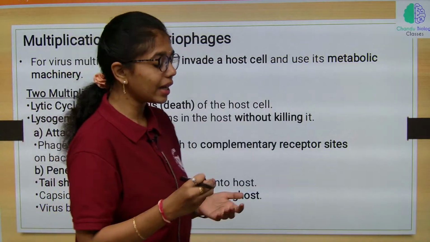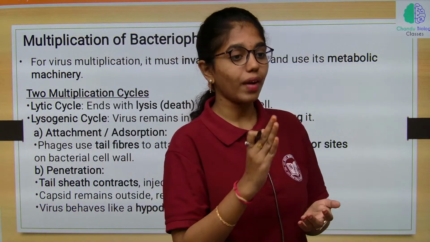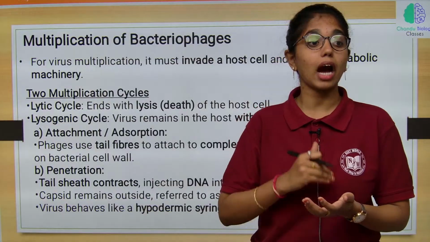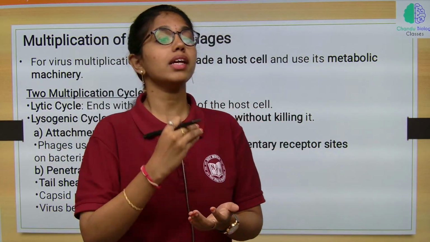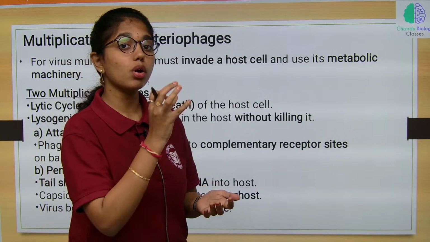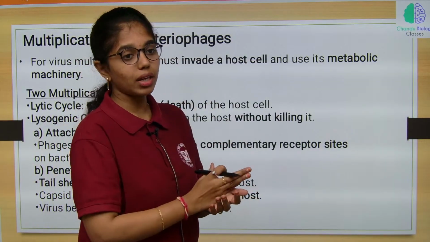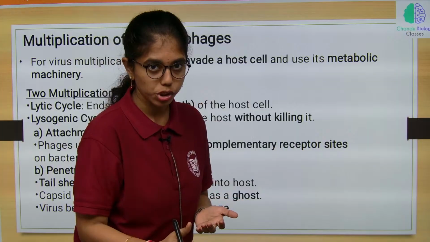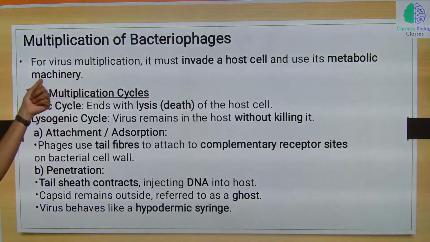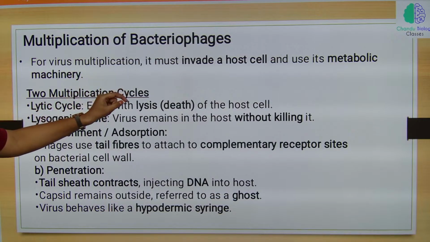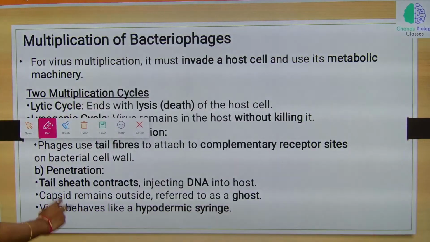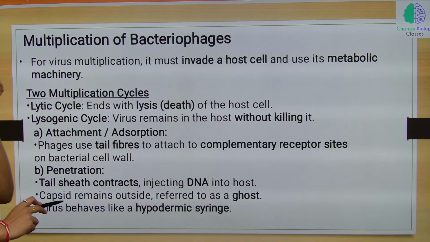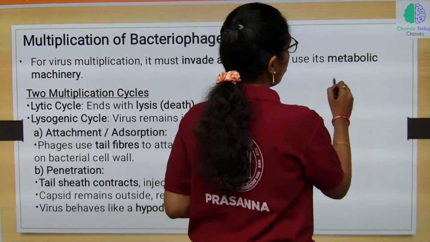It is very clear that a bacteriophage or virus will not replicate outside the host cell. Replication or increase in their number will take place only within the host cell by utilizing host cellular machinery. So for virus multiplication, it must invade a host cell for sure and use its metabolic machinery. How will a bacteriophage invade the host?